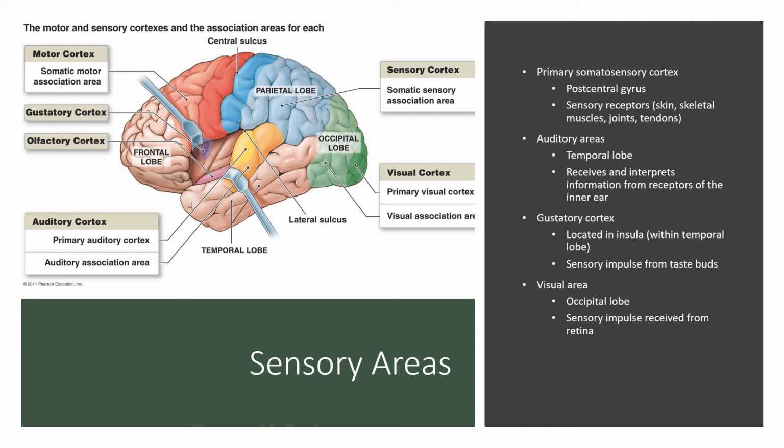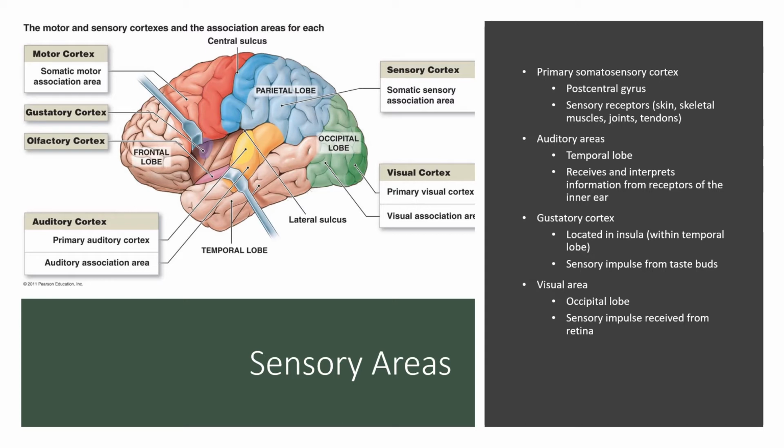So now we're going to get a little more in depth regarding all the sensory areas of your cortical regions, for instance. So your sensory areas are your primary somatosensory cortex. Once again, this is located at your postcentral gyrus. This involves sensory receptors that are being relayed from your skin and skeletal muscles, joints, and the tendons. This also involves auditory areas located in your temporal lobe that are receiving information from your inner ear.